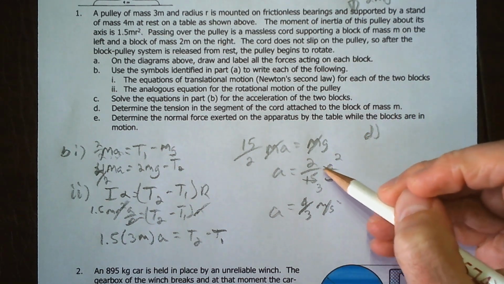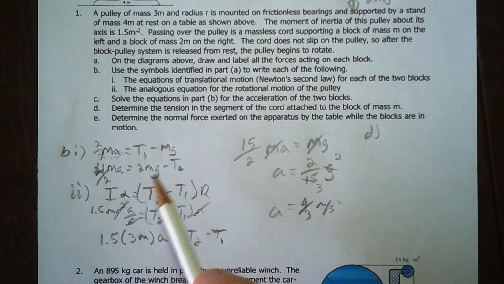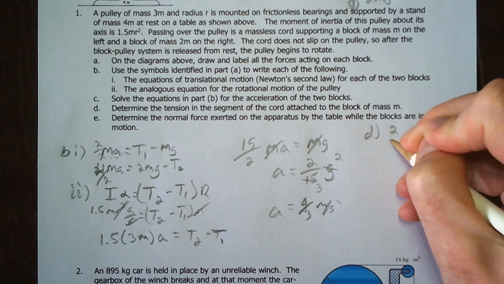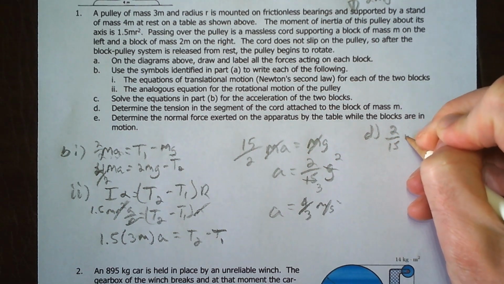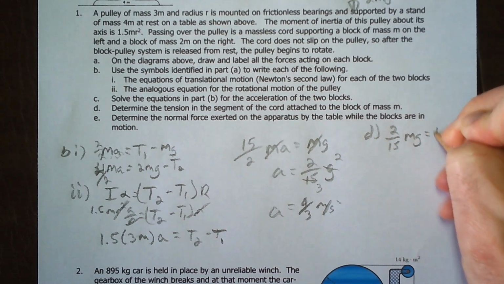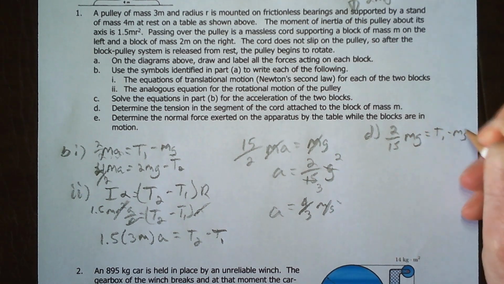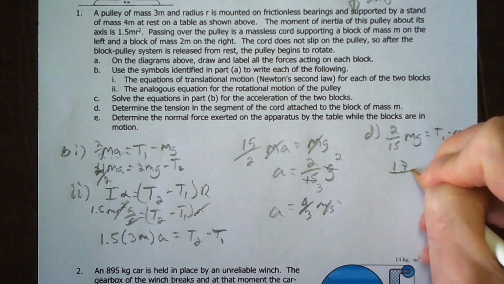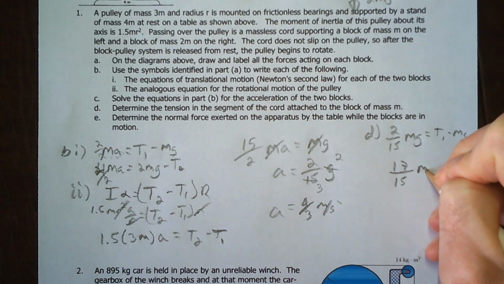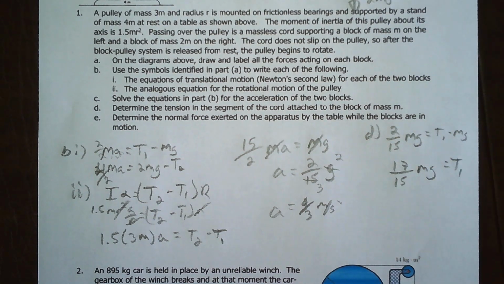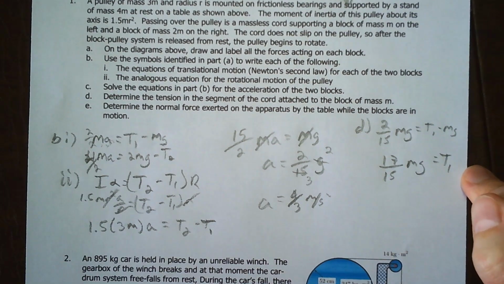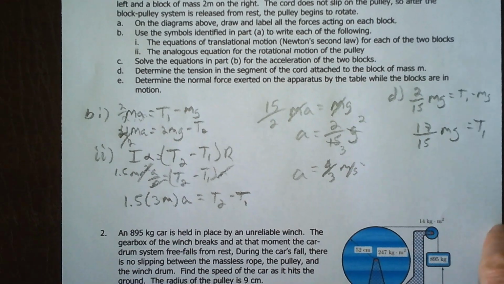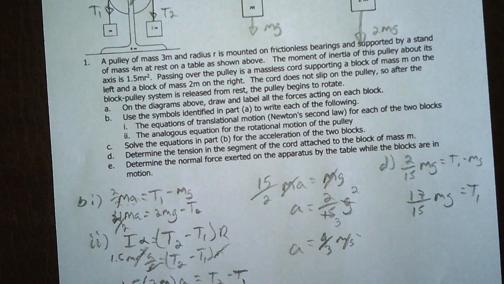I think I'm going to leave it in terms of 2/15 g to plug it in here. So that's going to be 2/15 mg equals T1 minus mg. That's 15/15 added over, so that would be 17/15 mg. That's what the tension 1 is. Then it says determine the normal force exerted on the apparatus by the table. Okay.